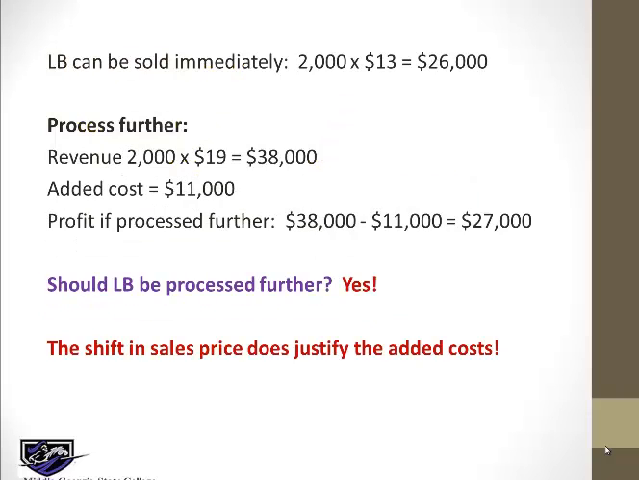So we could immediately get $26,000 if we didn't process it further, the 2,000 times the $13. Or we could get $38,000 for it, but we would have to add $11,000 in cost. So the incremental profit would be $27,000. So that is better than the $26,000. So in this case, LB should be processed further because the shift in the sales price does justify adding the $11,000 in cost.